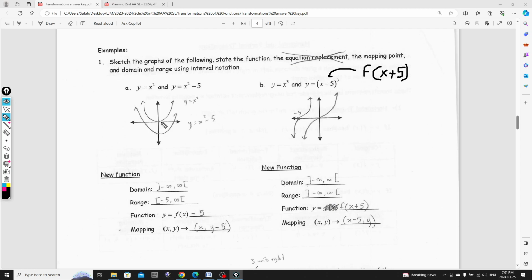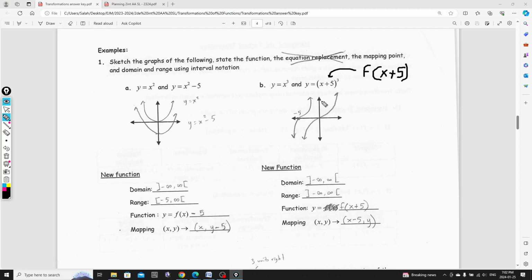Now your function is going to be f of x minus 5. So this is f of x minus 5. And the mapping notation, well, this is a vertical translation, so my x values stay the same, but all my y values have decreased by 5. So all points on this initial parabola have gone down by 5 units.